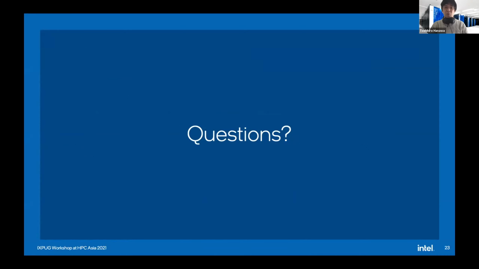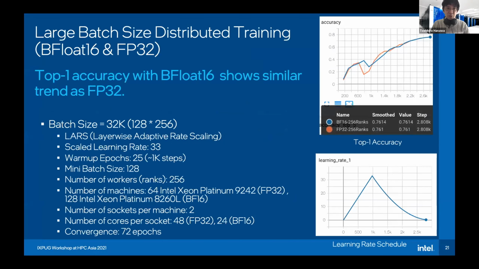So I would like to confirm your experimental setup. In the distributed training, you used 256 ranks. So how much is... okay, number of machines is 64. So yeah, here I can explain in more detail.